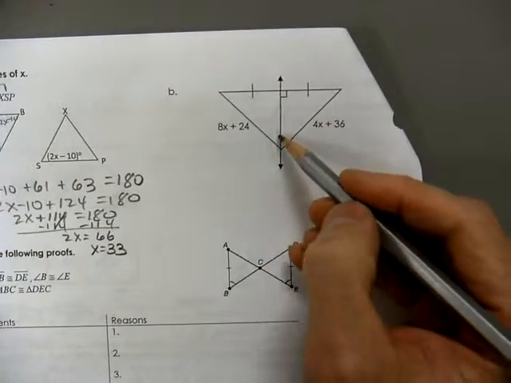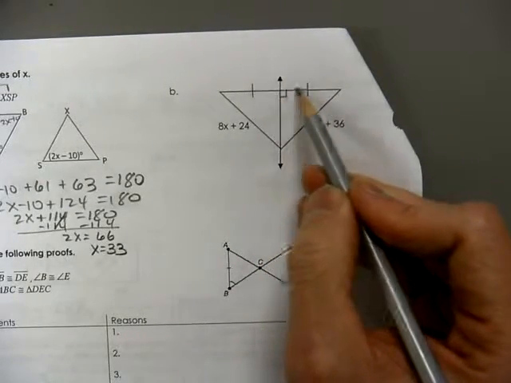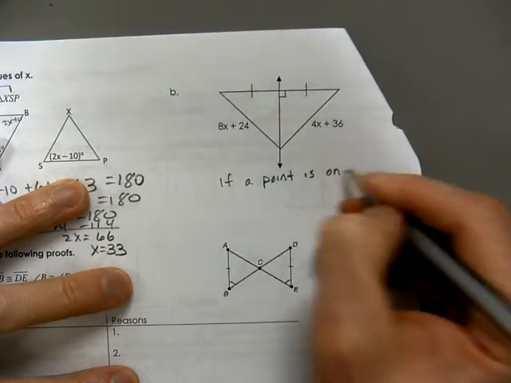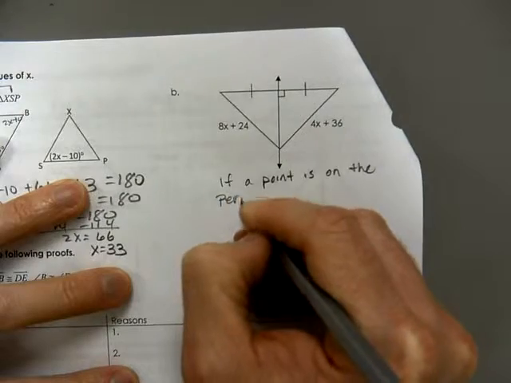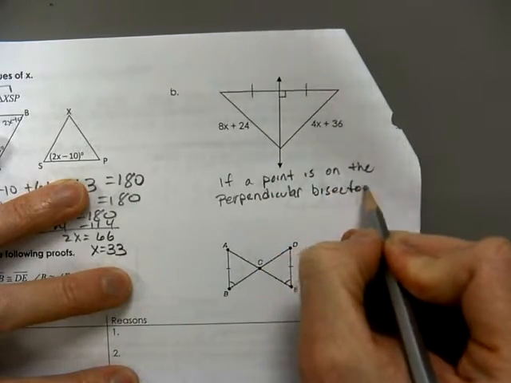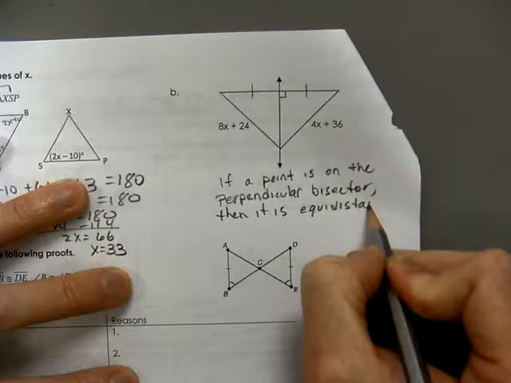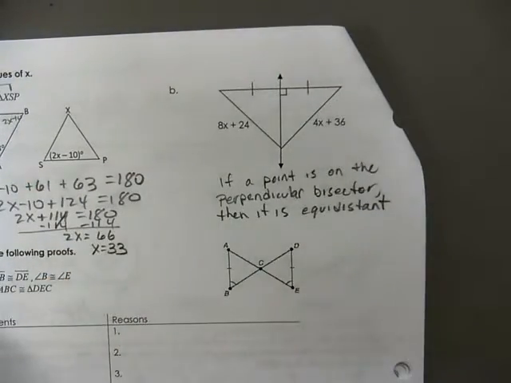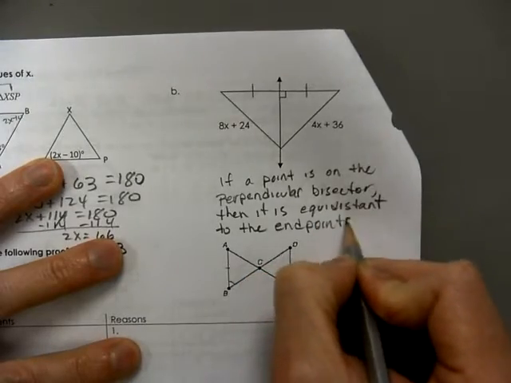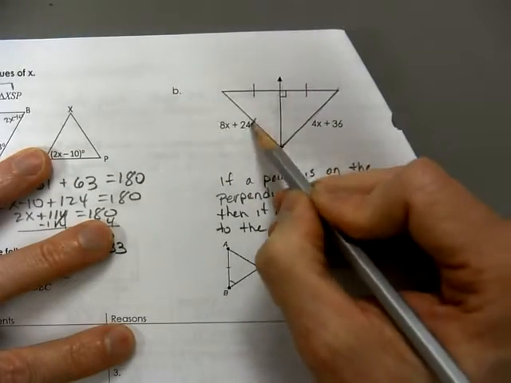In this case, if a point is on the perpendicular bisector, these two segments are the same length, and it's 90 degrees, meaning that they're perpendicular. If a point is on the perpendicular bisector, then it is equidistant. It's not called equal distant, it's equidistant to the endpoints. So any point here on this perpendicular bisector is going to be equidistant to the endpoints.